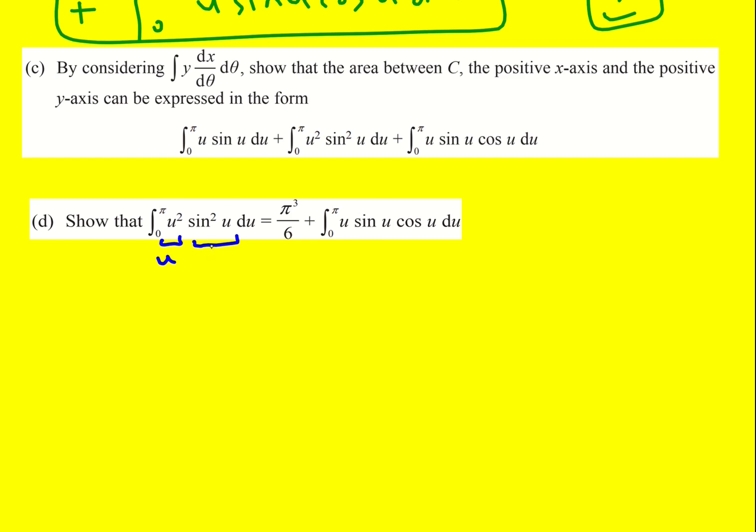So although we might not want to integrate sine squared u, we're going to have to. u dash is therefore going to be 2u. Right, we've got a little bit of work to do with v dash, because at the moment it's sine squared.